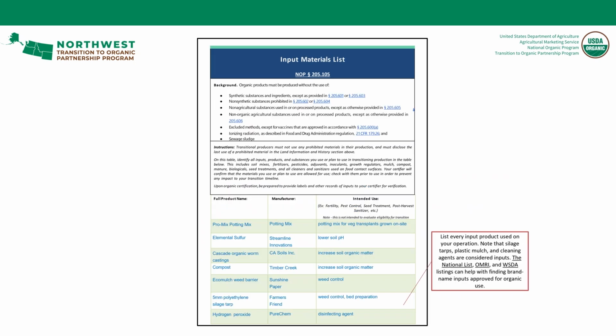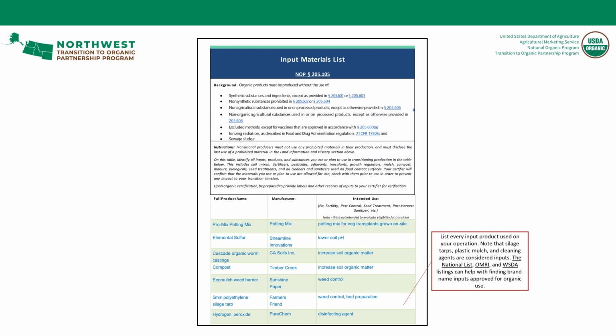On this page of the TPP, you will list all of the inputs you currently use and will use on your operation during your transitional period. Input materials is a very broad term that includes any material you use for agricultural production. This includes obvious things like soil amendments or potting mixes, but it also includes less obvious items like sanitizers in your wash and pack station or silage tarps for weed suppression.